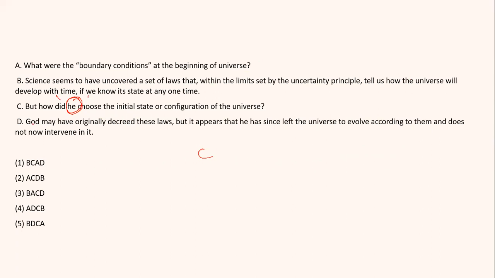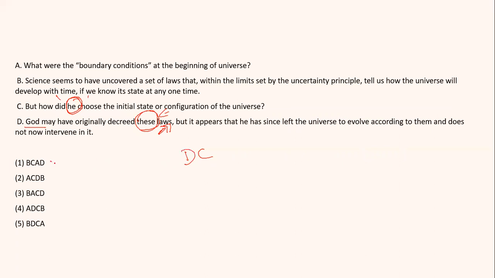Again, nothing. Sentence D: God may have originally decreed these laws. Again, I have found "these laws", so a particular law or laws would have been talked about before D. So D also has a pronoun, and D has God also. Out of the remaining three sentences except C, A, B and D, only D has a particular element which can be referred to as E. So certainly one link is D and C.